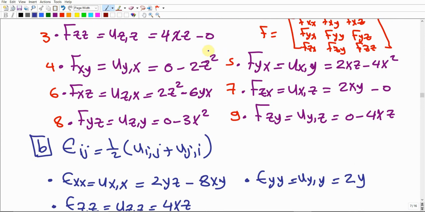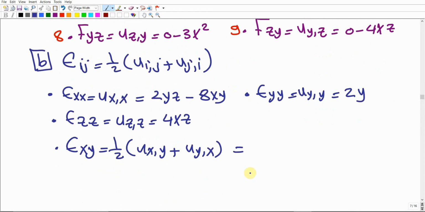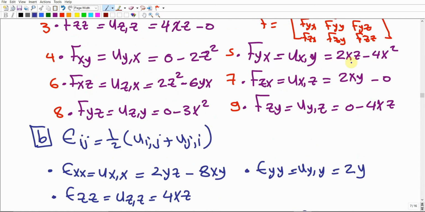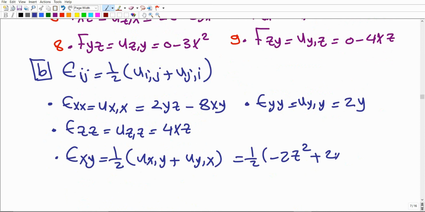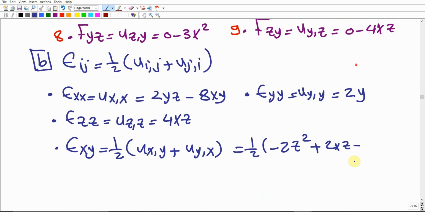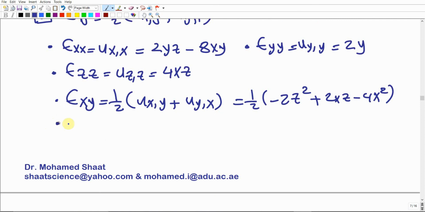So your objective is just to sum this term plus this term times half. This is going to give us the strain. So simply it's going to be negative 1 over 2, the negative of 2z squared plus this term, which is 2xz, negative this term, which is 4x squared, right? And so on. If you continue, epsilon xz is 1 over 2, the ux comma z plus the uz comma x.